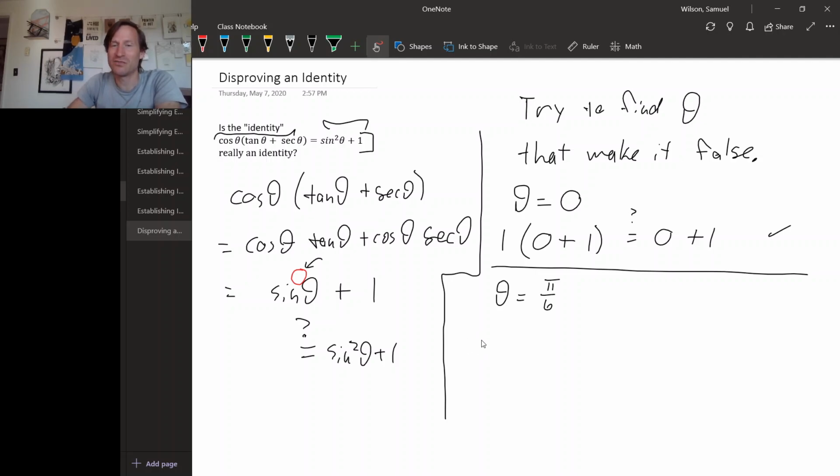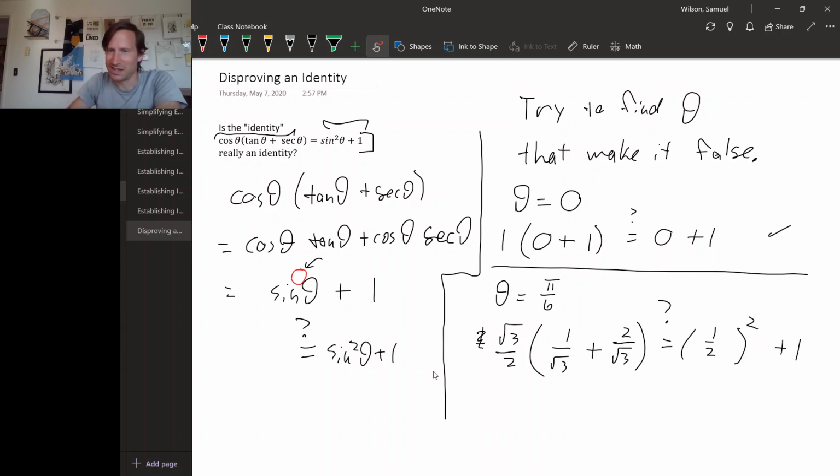Okay, so cosine pi over 6, that's root 3 over 2 times tangent pi over 6, that's 1 over root 3, plus secant pi over 6 is 2 over root 3. That's just the reciprocal of cosine. We want to check, is this equal to, let's see, sine of pi over 6 is 1/2. So that squared plus 1. Okay, now let's calculate here.